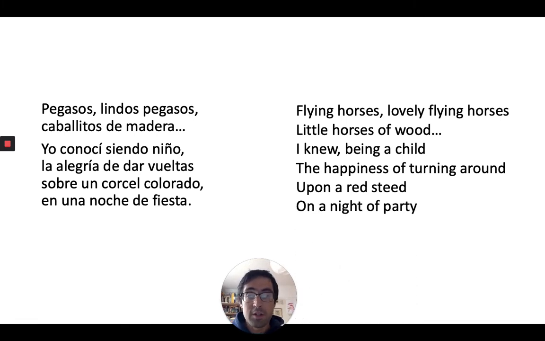We've done our first draft of the first verse. Now let me read it out again so you can hear the way it sounds. Flying horses, lovely flying horses, little horses of wood, I knew being a child the happiness of turning round upon a red steed on a night of party. It could be better, I think.